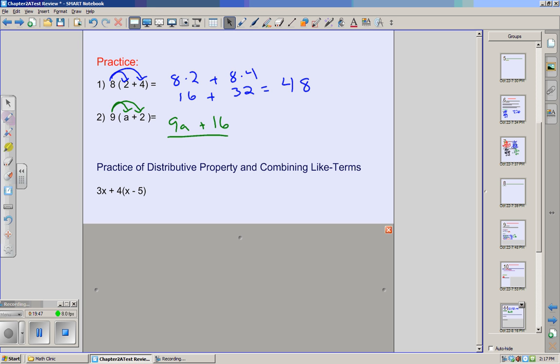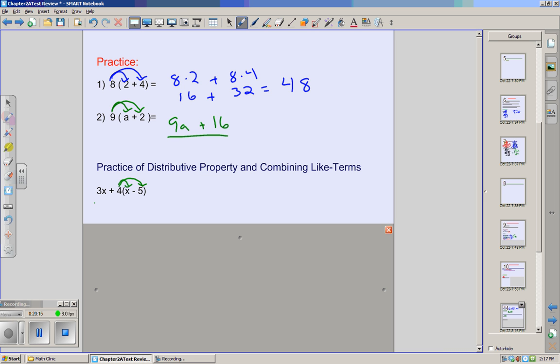All right, now that we know how to combine like terms and use the distributive property, let's look at a problem that has both of these concepts in it. I will demonstrate the first one. I notice that I can do the distributive property in this problem. I see the 4 is directly outside the parentheses, and that indicates to me that I need to distribute to each inside.